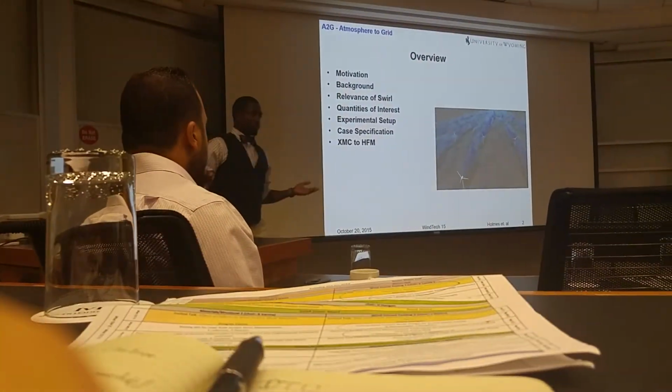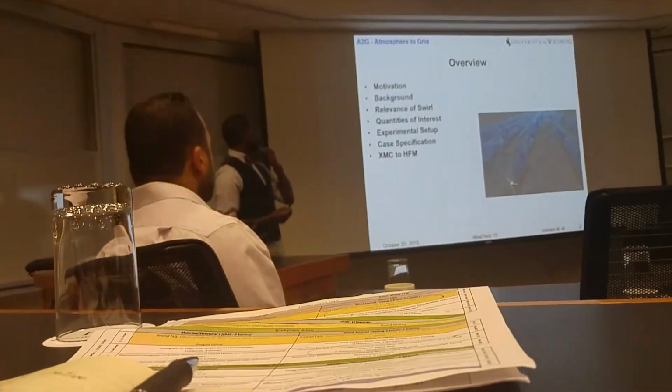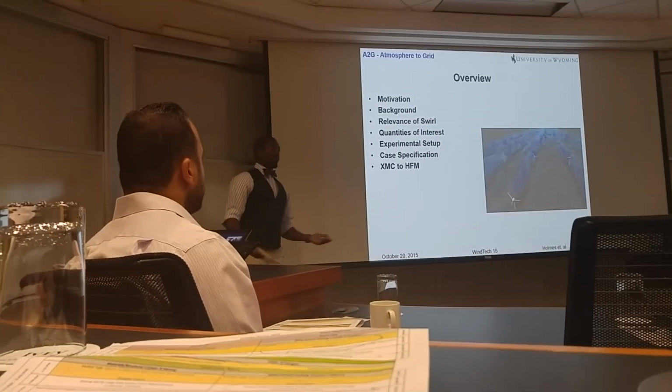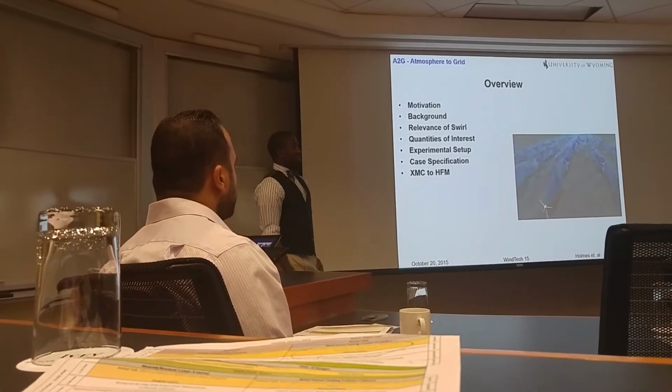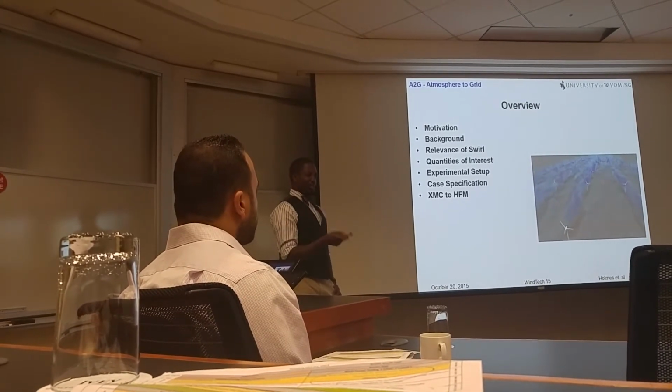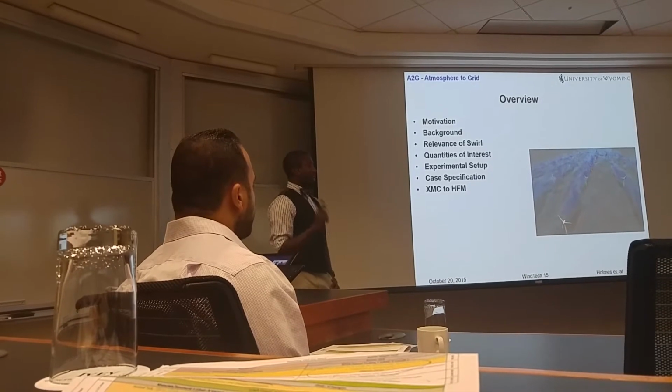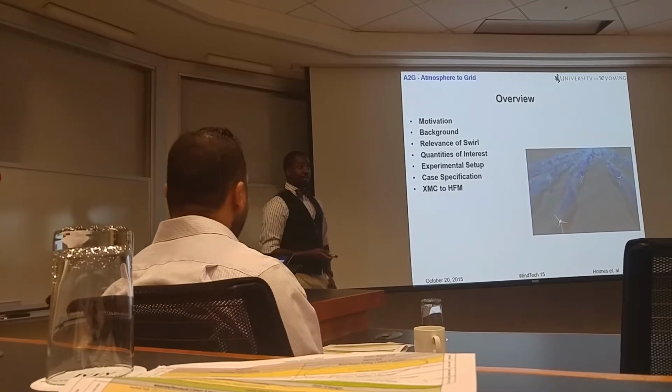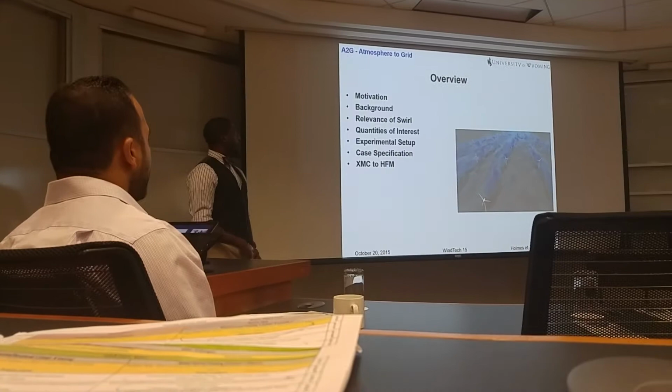So this is the overview. Of course you've got to motivate, figure out what hole we're trying to fill, do a little bit of background. Why do we even care about swirl? What are we looking at? How are we going to do it? Can we do it the right way, and what are we actually doing? And how do we jump from experiment to model, which is not the sole goal, but it is an important goal?